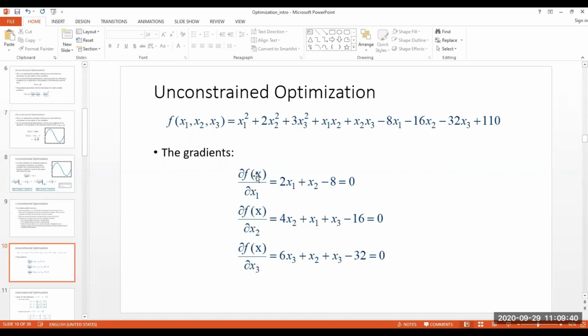So simply you go for ∂f/∂x1. This would be 2x1, this would be 0, 0, this would be x2, 0, minus 8, and the others will be 0, equals 0. So similarly, you can calculate this. There is nothing special here.